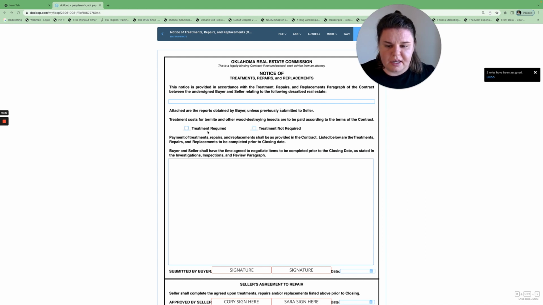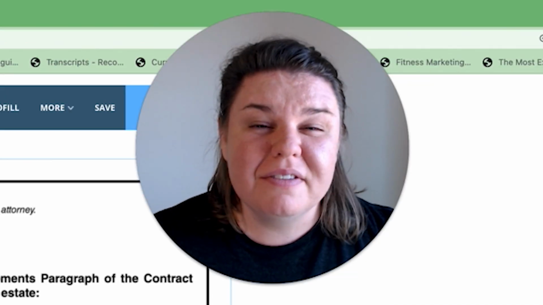And then there's boxes to say whether wood destroying insects need to be treated or not. And wood destroying insects does not always mean termites. There's lots of different types of wood destroying insects. Payment of treatments, repairs, and replacements shall be as provided in the contract, which is by the seller. The seller pays for what we outlined here. Buyer and seller shall have the time agreed to negotiate items to be completed prior to the closing date, as stated in the investigations, inspections, and review paragraph, which was 7 days. That's right, you remember. Okay, so let's look at how I would fill out one of these.